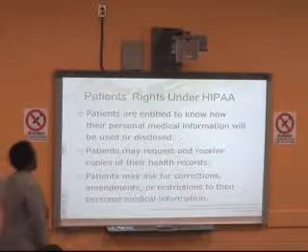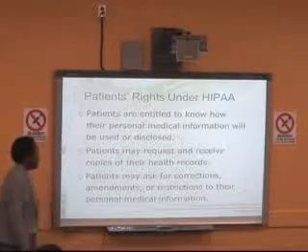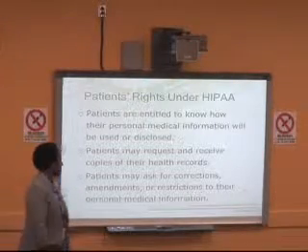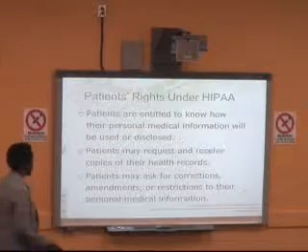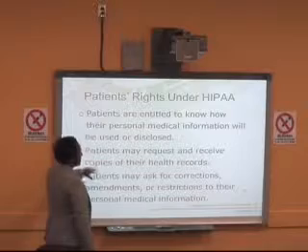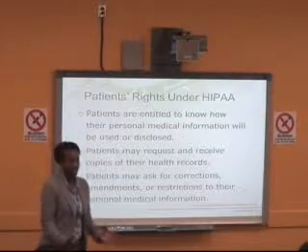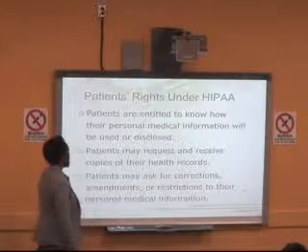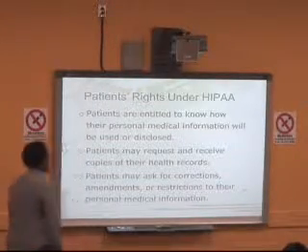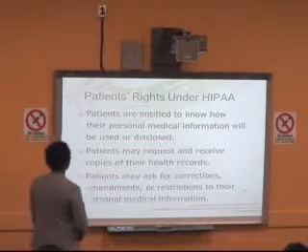Here are some of the patient rights under HIPAA. Number one, patients have to know how their information is going to be used or disclosed. That should be somewhere on the form you sign when you go to the doctor. Number two, patients can request and receive copies of their health records. Anything in your record, you have the right to receive a copy of. Patients may ask for corrections, amendments, or restrictions to their personal medical information. These are all patient rights under HIPAA.